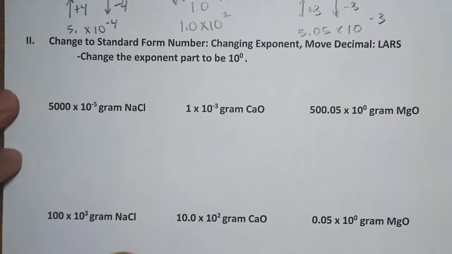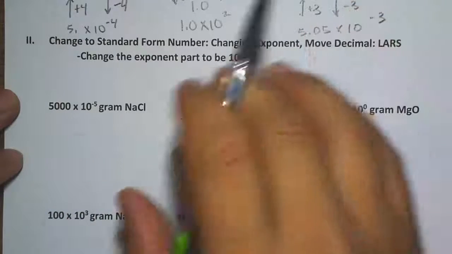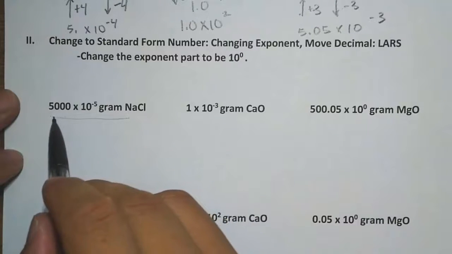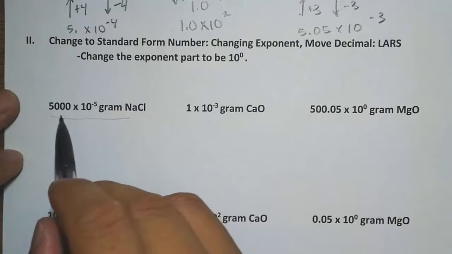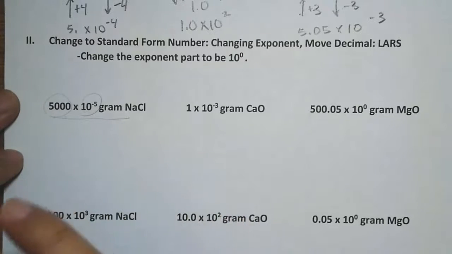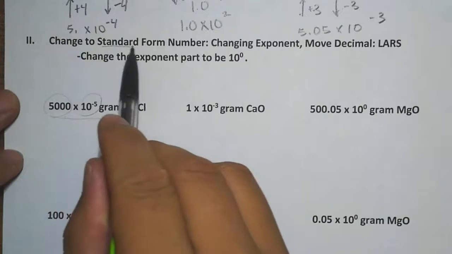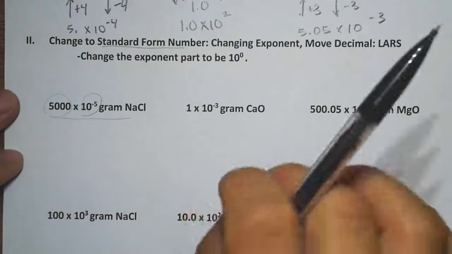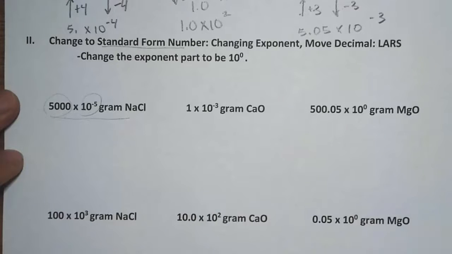Now, we are going to do the opposite. That is, we are going to change a number that looks like scientific notation, that is, it has a coefficient and an exponent, back to a pure standard form number. That is, we are going to write down all the digits in that number. So, of course, we are going to do the opposite.